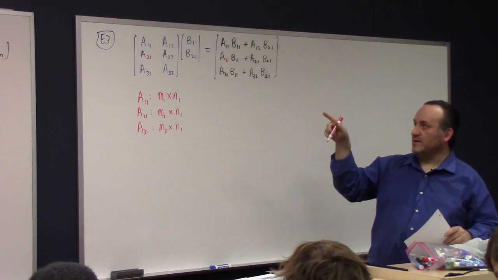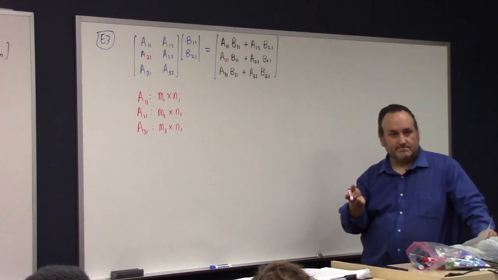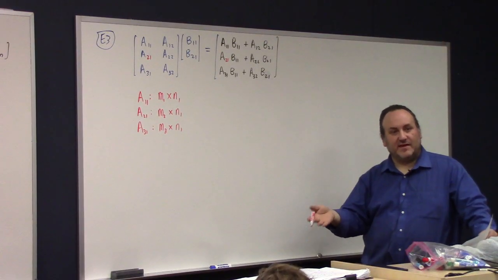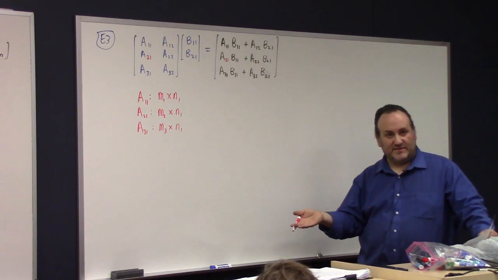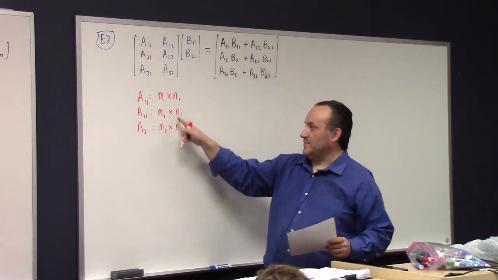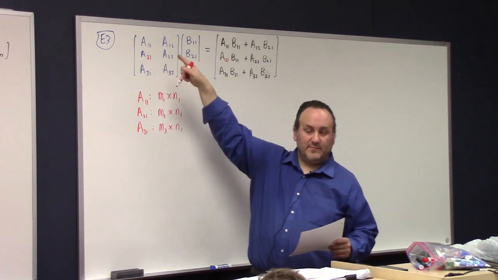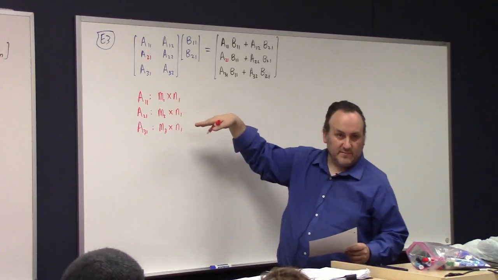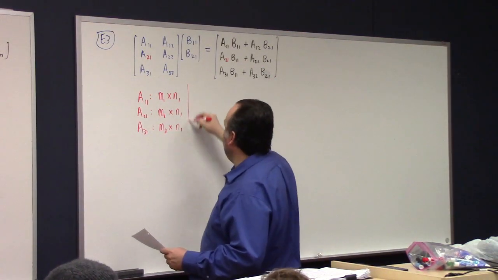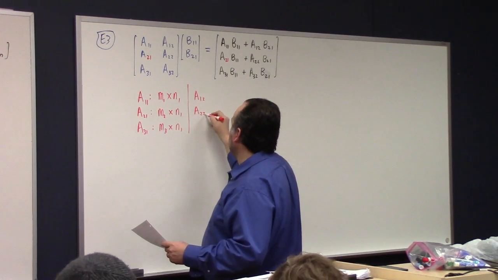All the A11, A21, and A31 blocks? Why is that? They're stacked over each other, right? So they must have the same number of columns to match up. So I don't have the freedom to write this and then make a different number here. They have to have the same number of columns, but they could have different numbers of rows, okay? And how about then, with that, what are the possible sizes of A12, A22, A32?